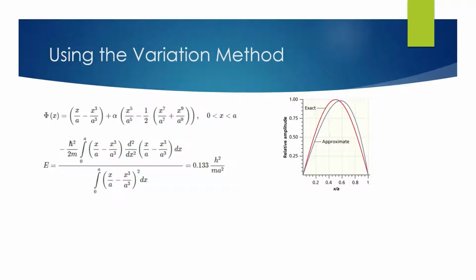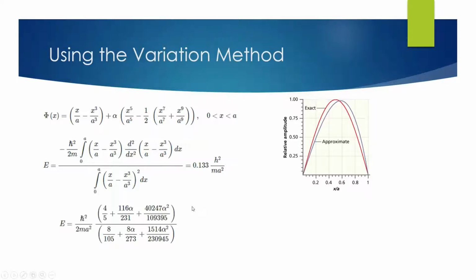And so the way that this problem will go is to first assume that alpha here is equal to 0, solve for the energy, and you get an energy of 0.133 h squared over ma squared. Now, the energy should be h squared over 8 ma squared, which is 0.125 h squared over ma squared. So we can see the variation theorem is true. We are greater than our energy.